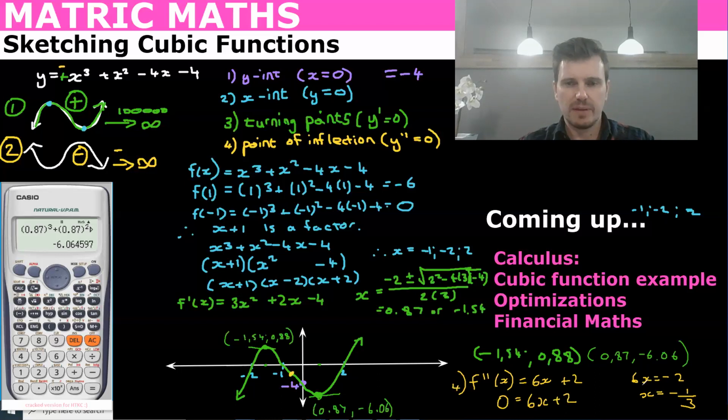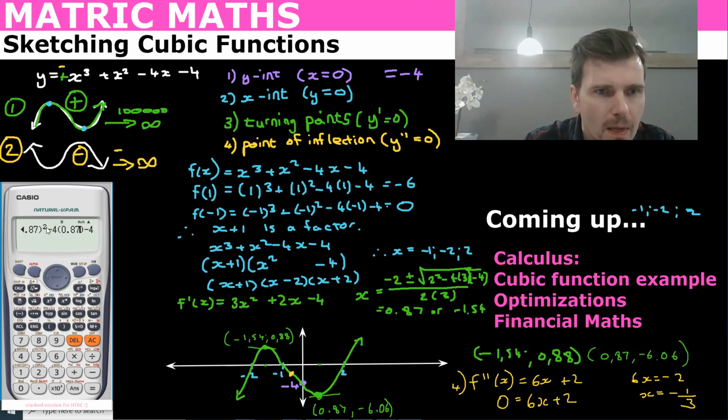And I could then sub that into the original equation in order to get my y value. So let's do that quickly. So we're going to make it negative, or just make it 0.33. It'll be close enough. But you can use the fraction button as well. Negative 0.33.